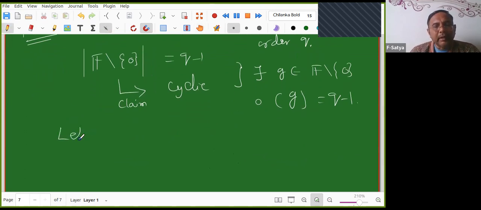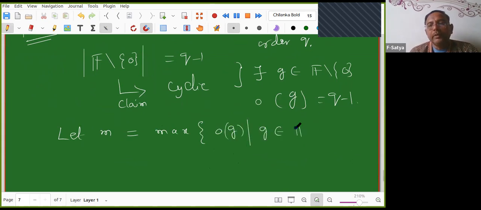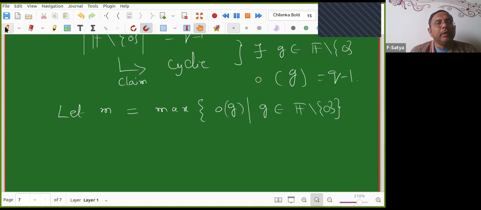So again, let M be the maximum of the orders of G, where G belongs to F minus 0. Is this set okay? What is M now? It is the maximum order element in the group F minus 0. Out of all orders, this is the maximum, right? Good.